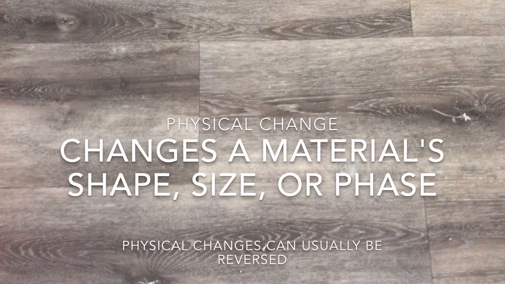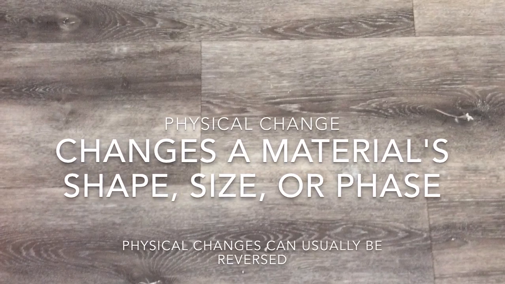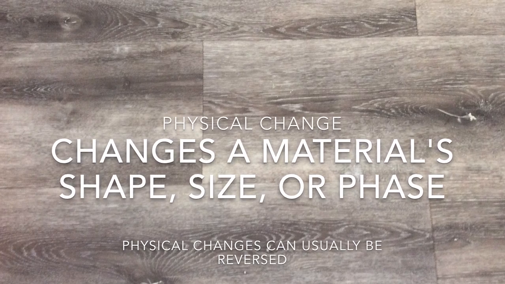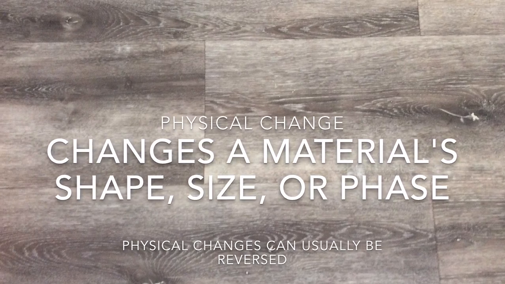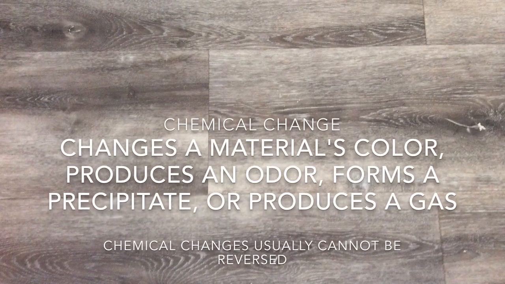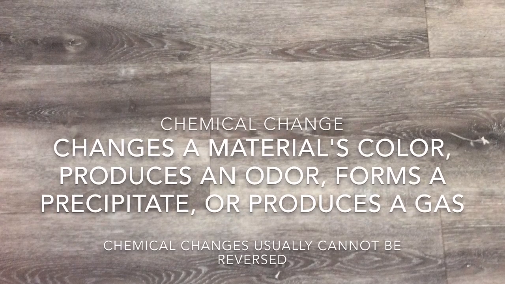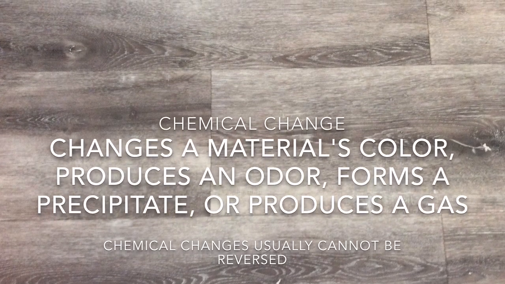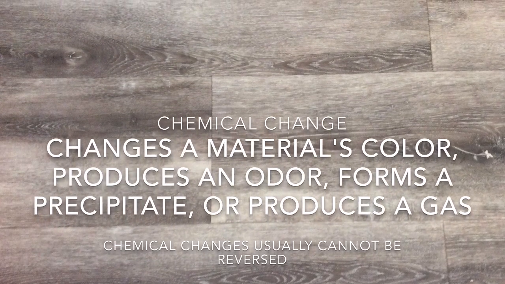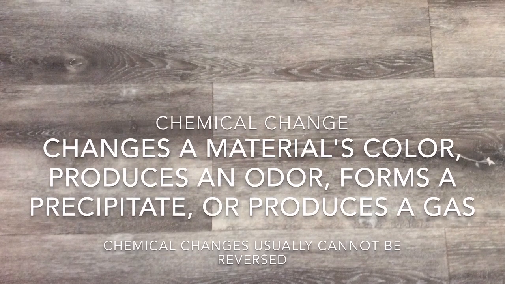A physical change changes a material's shape, size, or phase. Physical changes can usually be reversed. A chemical change changes a material's color, produces an odor, forms a precipitate, or produces a gas. Chemical changes usually cannot be reversed.